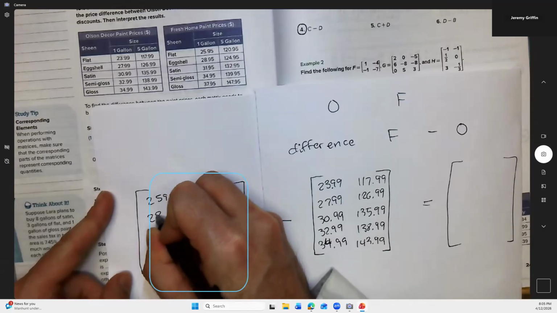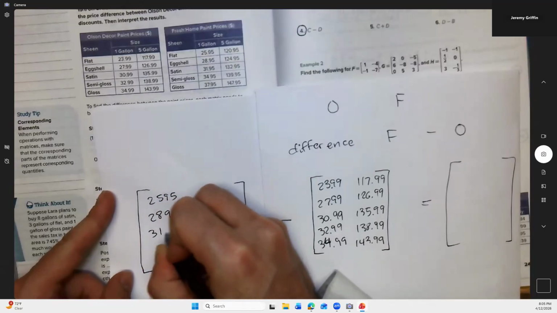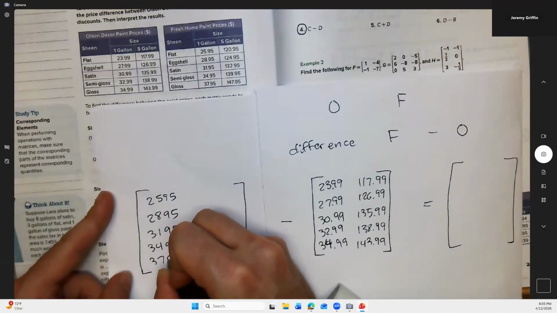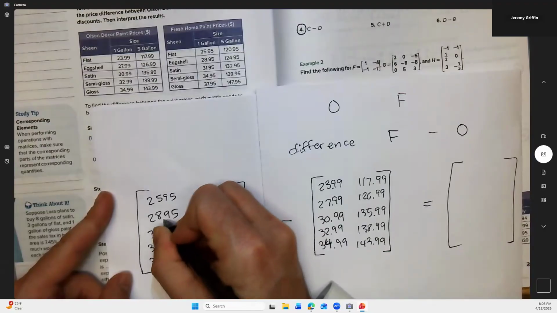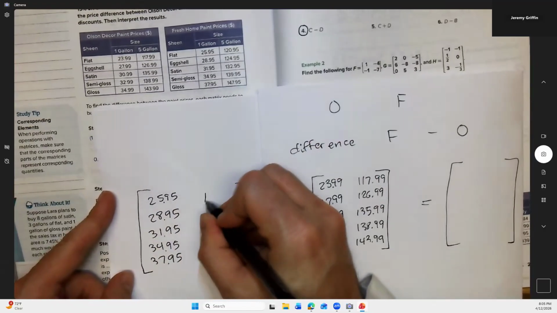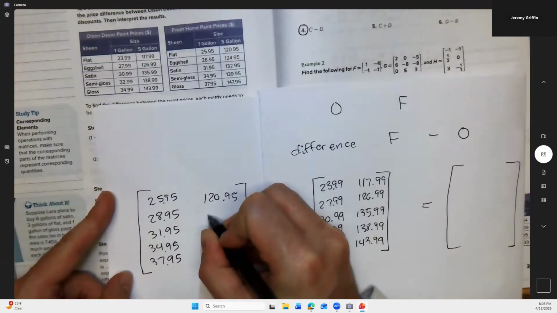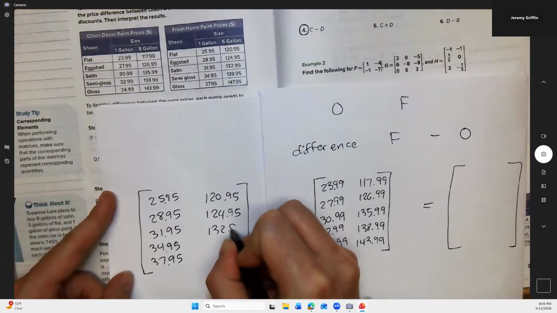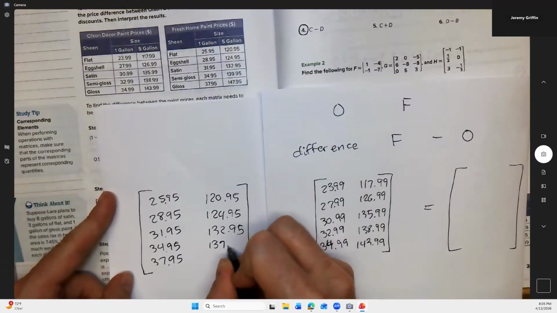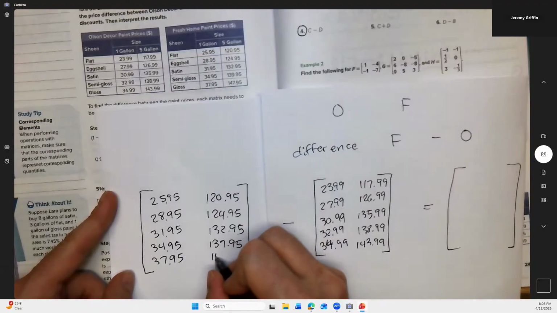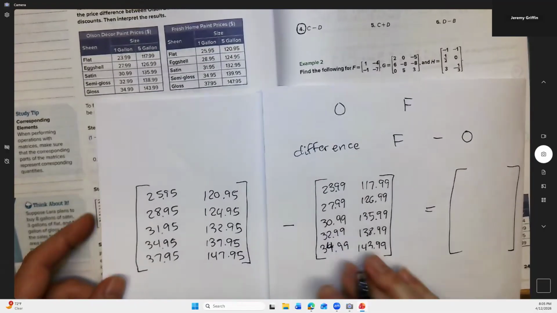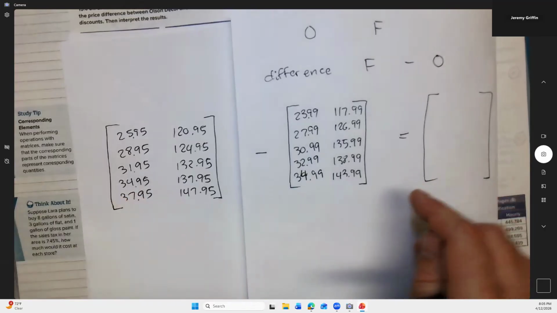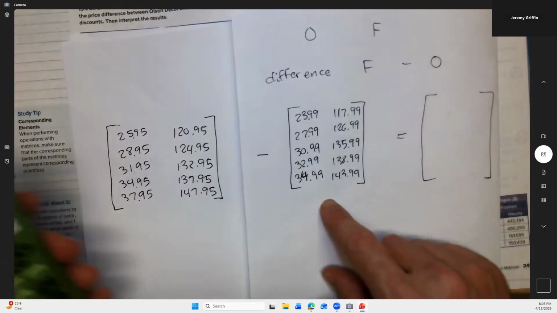So I have 25.95, 28.95, 31.95, 34.95, 37.95, and 120.95, 124.95, 132.95, 139.95, 147.95. There's your F matrix, and here's your O matrix. We're going to subtract those and see what we get.